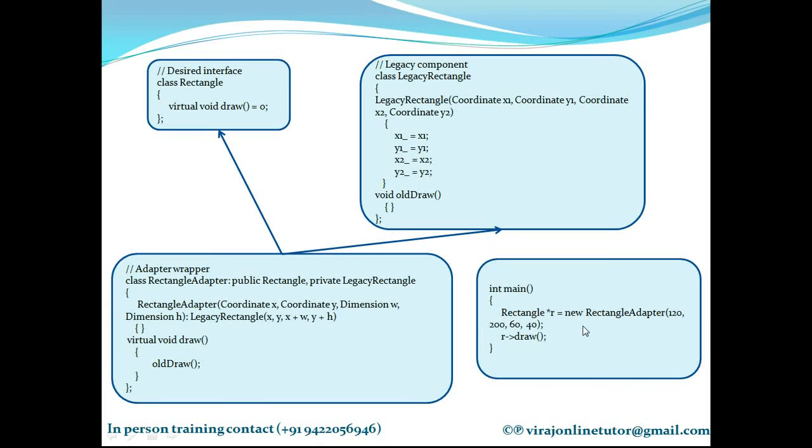So in the main function, what do I do? I call a new rectangle adapter and I call draw. If you just notice, I'm invoking my desired interface, but internally that adapter is calling the existing interface. So the adapter is helping me convert the legacy interface into the interface that I'm expecting.